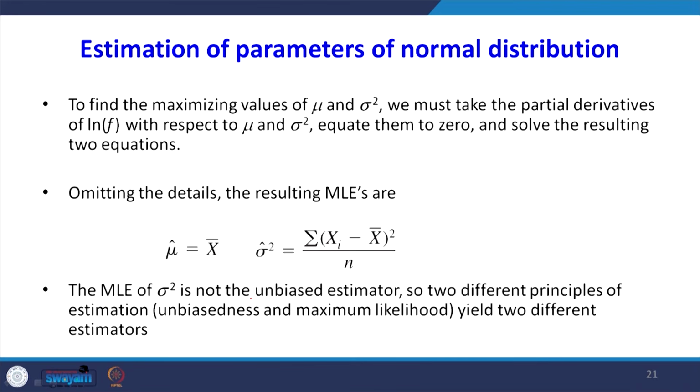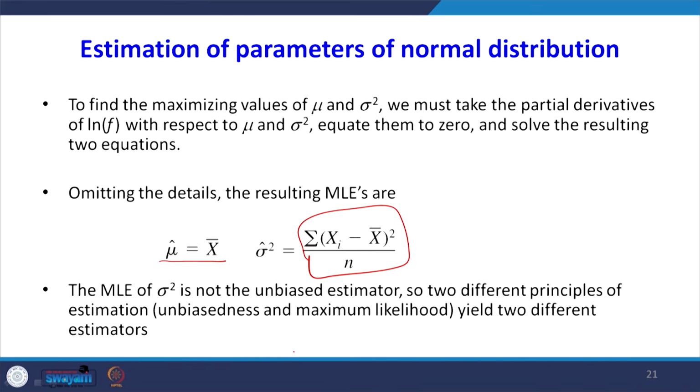To find the maximizing values of mu and sigma square, we must take the partial derivatives of the previous function with respect to mu and sigma square, equate them to 0 and solve the resulting two equations. Omitting the details, we will get this result. What does this result say? With the help of the sample mean, we can predict the population mean. This term is the sample variance, with which we can predict the population variance. Remember, this was also the result of our central limit theorem. We can prove the central limit theorem by using this maximum likelihood estimate.